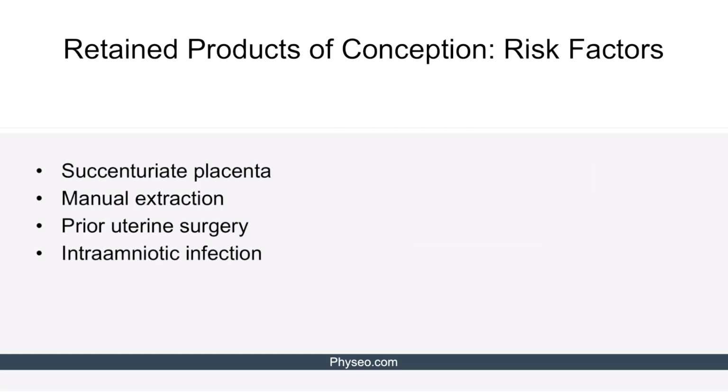Risk factors for this include a succenturiate placenta, which is an abnormally shaped placenta that will be shown on the next slide, as well as manual extraction of the placenta, prior uterine surgery, and intraamniotic infection. With an intraamniotic infection, the inflammation results in the placental membranes grabbing onto the uterine wall and not detaching properly.